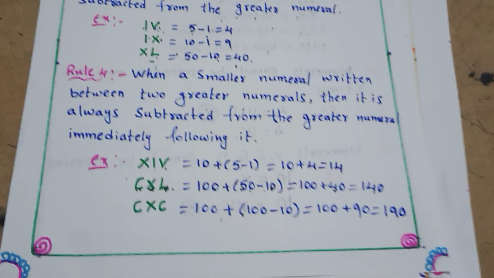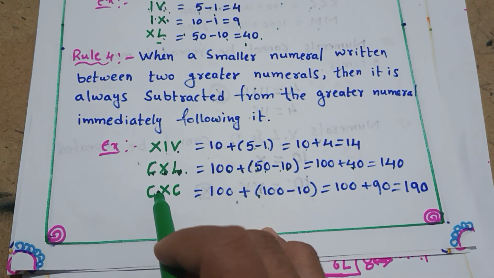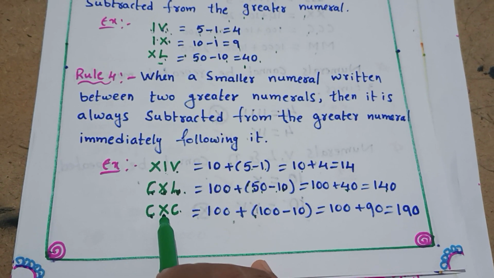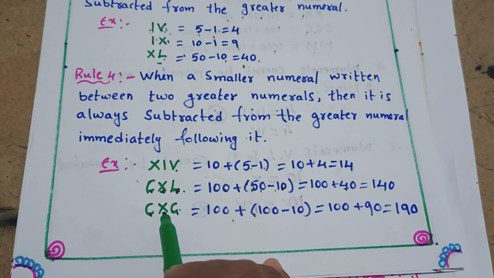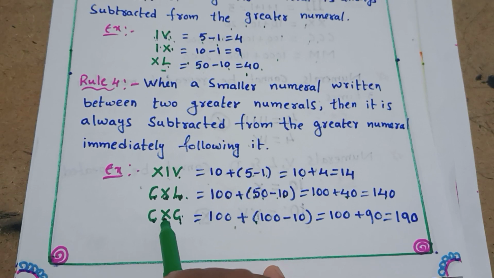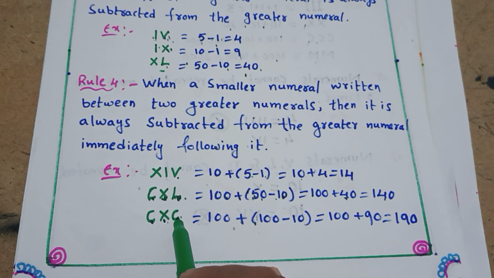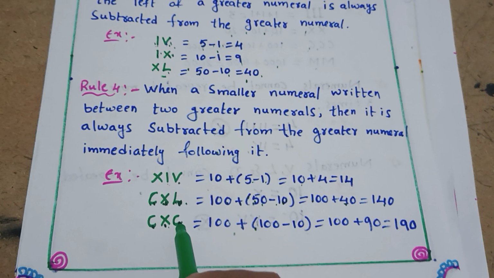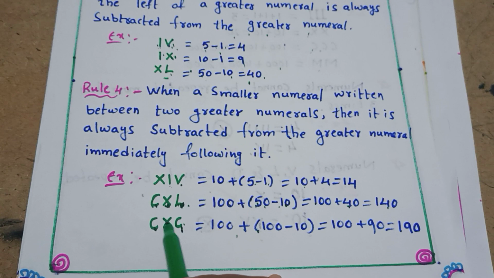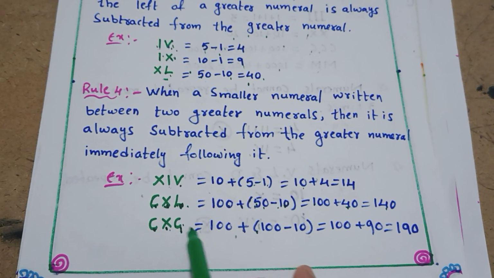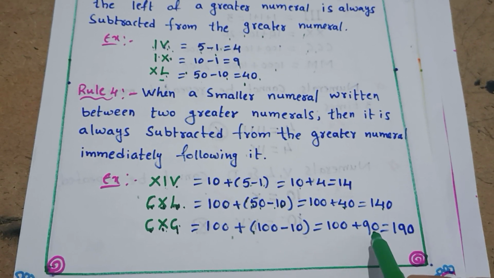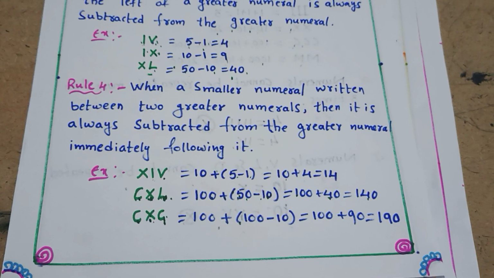So totally 140. Next, third example, CXC. We know already C value is 100, X value is 10, C value is 100. Here X is placed in between two greater values. So this X should be subtracted from the right side value. What is on the right side? C is there, 100 is there. So that 10 should be subtracted from 100. First write as it is, 100 plus 100 minus 10. 100 minus 10 is 90. 100 plus 90 is 190.